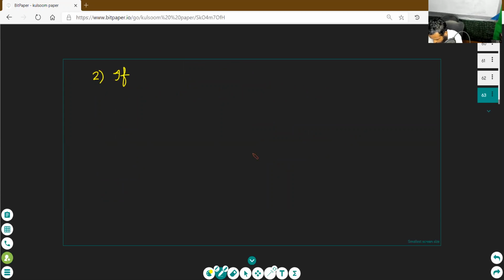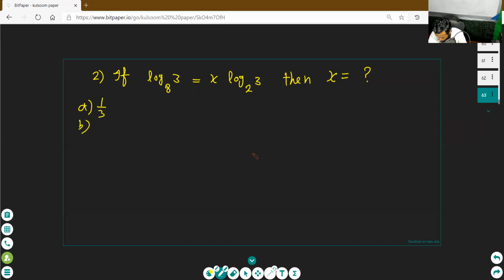If log 3 to base 8 is equal to x log 2 to base 3, then x is equal to: a is equal to 1 by 3, b is equal to 3, c is equal to 4, d is equal to log 3 to base 4, e is equal to log 9 to base 8. There is base 2 here.